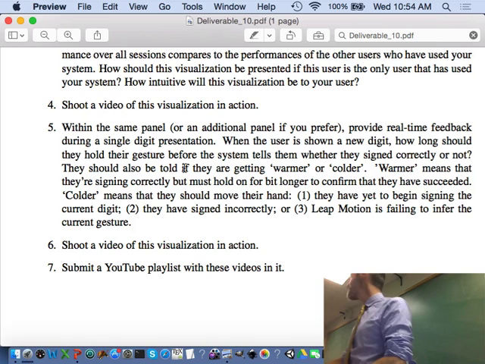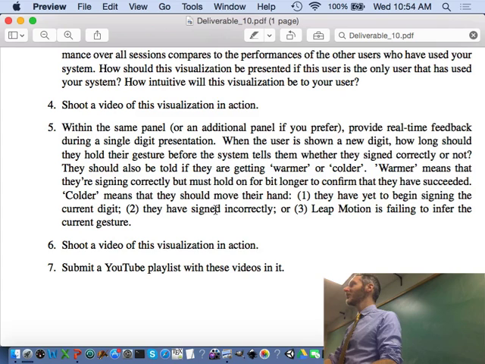Number 2, they may just be signing it incorrectly. You may have removed one of your scaffolds, which is showing an actual picture of the sign, and the user forgets that this is 0 and is instead signing this, and your system should be showing that colder. The longer you hold this, the worse things are going for you. Change what you're doing.